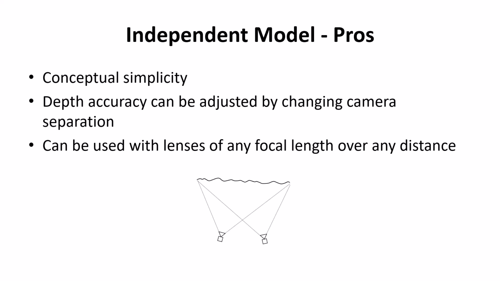So, what are some of the advantages or pros for simply taking two photographs, one from each camera location? It's simple. It's conceptually simple. It's easy to perform. Your depth accuracy can be adjusted by changing the separation between these camera stations. And you can use it for lenses of any focal length over any distance. You just have to adjust, either you stand closer or further away from the object, depending on the length of your lens.